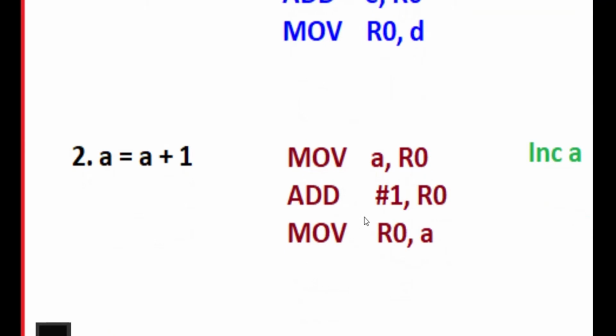Next, in this example, A equal to A plus 1, we have already discussed this example. First we will move A to R0, then we will add 1 to R0, and finally we will move the value of R0 to A. So instead of writing these three instructions with a total cost of 3, we can write a single instruction, INC A. So INC A takes less time as compared to this set of instructions, because it takes 3 cycles for each instruction, but INC A takes only 1 cycle. Therefore, we should use the INC A instruction in place of this kind of increment expression.